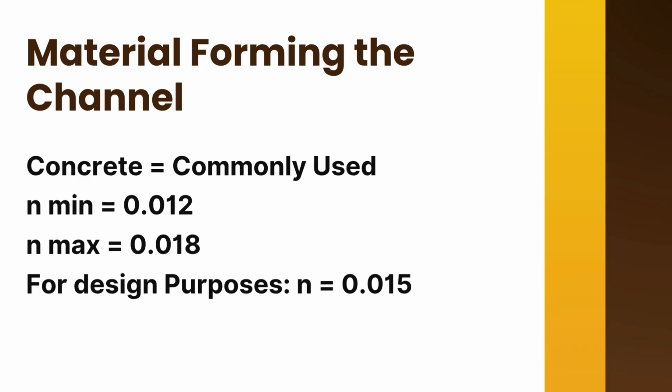When designing with concrete, we need to consider its Manning's roughness coefficient, or simply the N value, which represents how much resistance the channel surface creates to flowing water. The minimum value of N is 0.012. The maximum value is 0.018. For standard design purposes, we use N equals 0.015. This roughness value will be plugged into Manning's equation later on to calculate flow velocity.